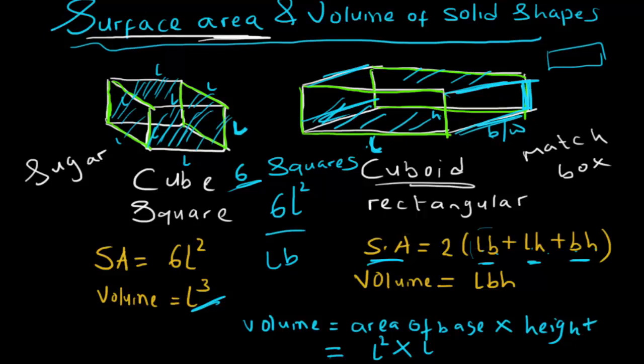Now for a cuboid, the base is a rectangle. Area of a rectangle is length times breadth. So I have LB, length times breadth, then times height. So that's why the volume of a cuboid is length times breadth times height, LBH. Do you understand this? So I think with this, you can remember the formula. Now let's take some examples.